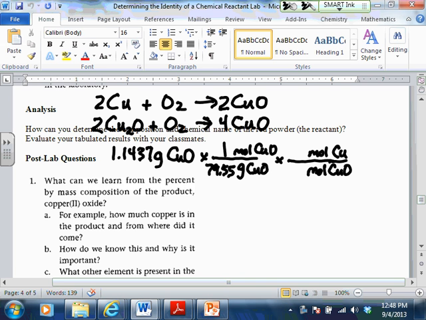Okay? And actually it's a 1-to-1 ratio here. But then we can go from moles of copper to grams of copper. And in 1 mole there is 63.55.